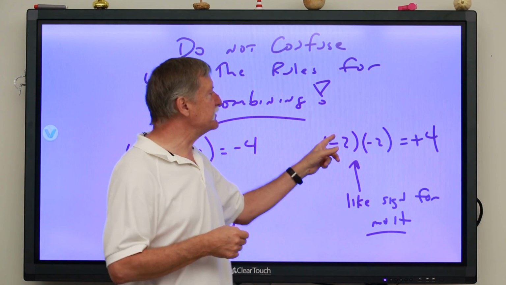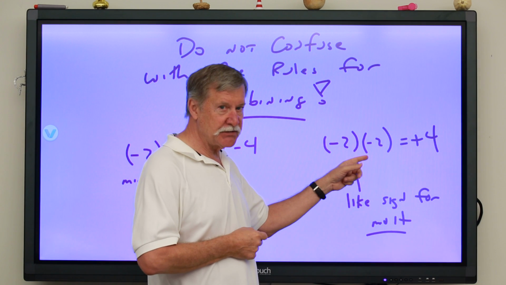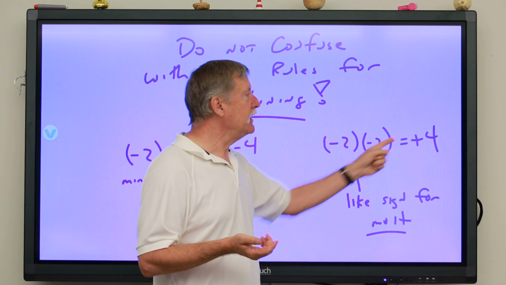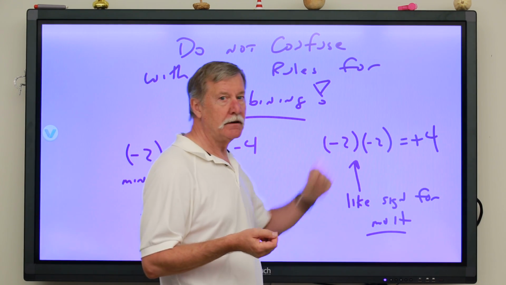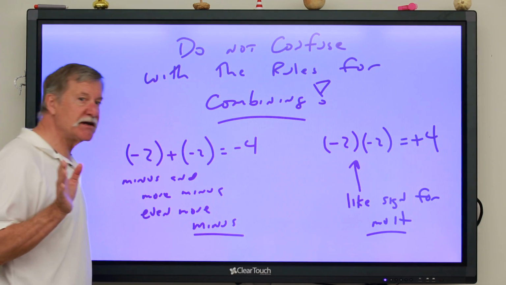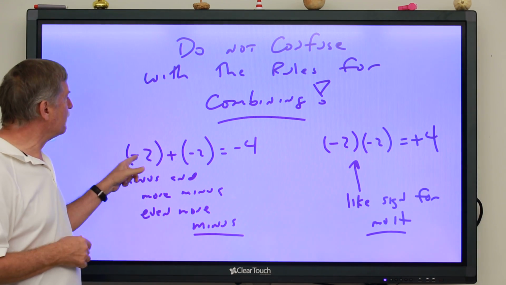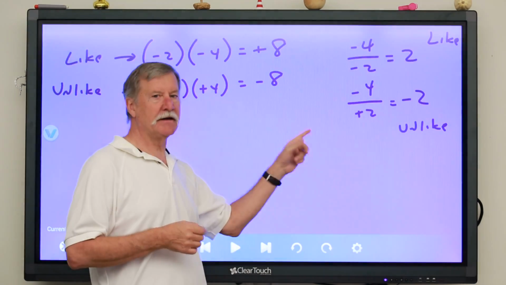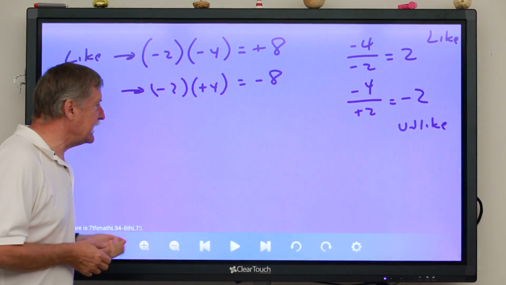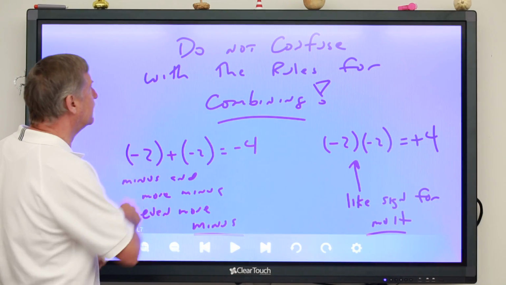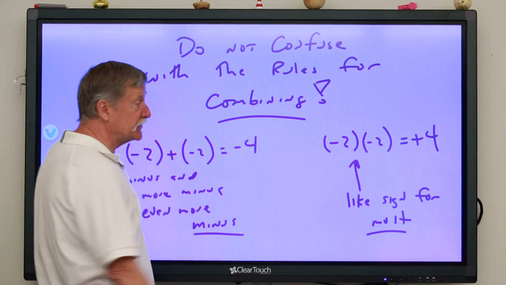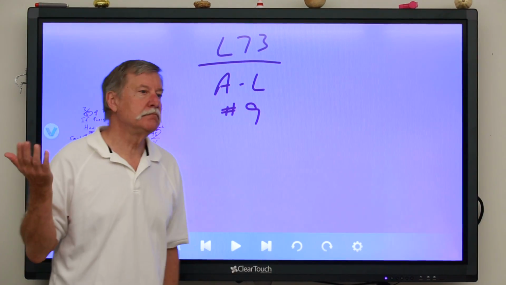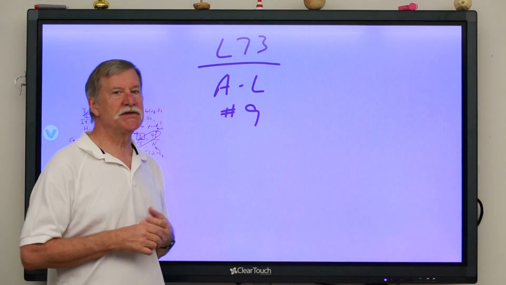Whereas here, if it was -2 times -2, the like sign rule comes into effect because it's multiplication, and you do get +4. Please, this is the number one mistake people make, is they go, oh, minus and minus must be plus. Only when it's multiplying and dividing, not when it's adding or subtracting. So don't get those things confused. With that in mind, very simple, you just need to practice it.